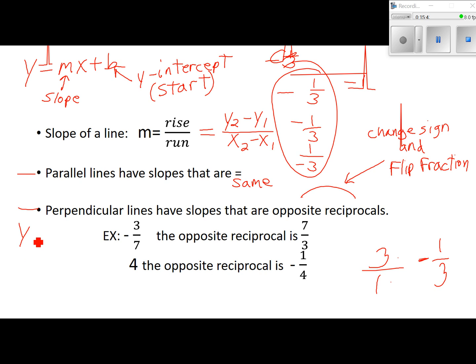So what if I gave you this equation? Y equals 1/4 x minus 6. What's the slope of that line? 1/4. Right? That's the slope. What's the slope of a line that's parallel to this line? 1/4. What's the slope of a line that's perpendicular to that line? You flip it over and change the sign, so it'd be -4/1 or just -4. You gotta be able to find all those things. Hopefully that's all just refreshing your memory from algebra last year.